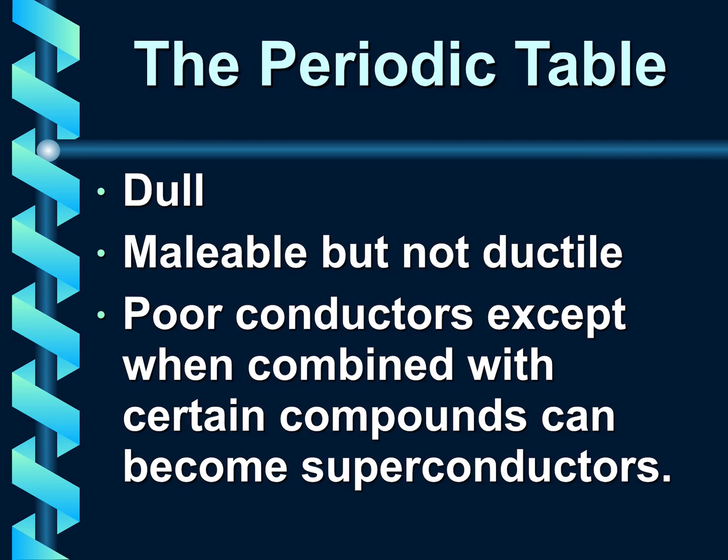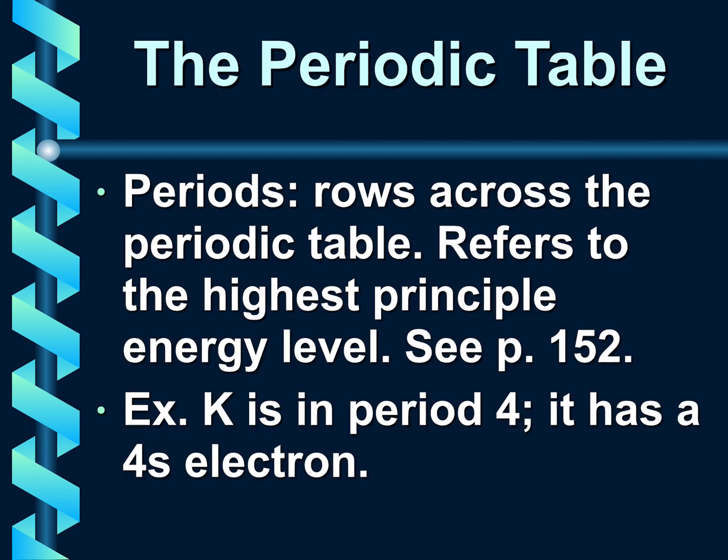They are poor conductors of electricity unless they are contaminated by other compounds in a process they call doping, which means to contaminate something on purpose. And in that case, they become superconductors. So able to conduct electricity without much resistance, so they don't get particularly hot when they conduct electricity.